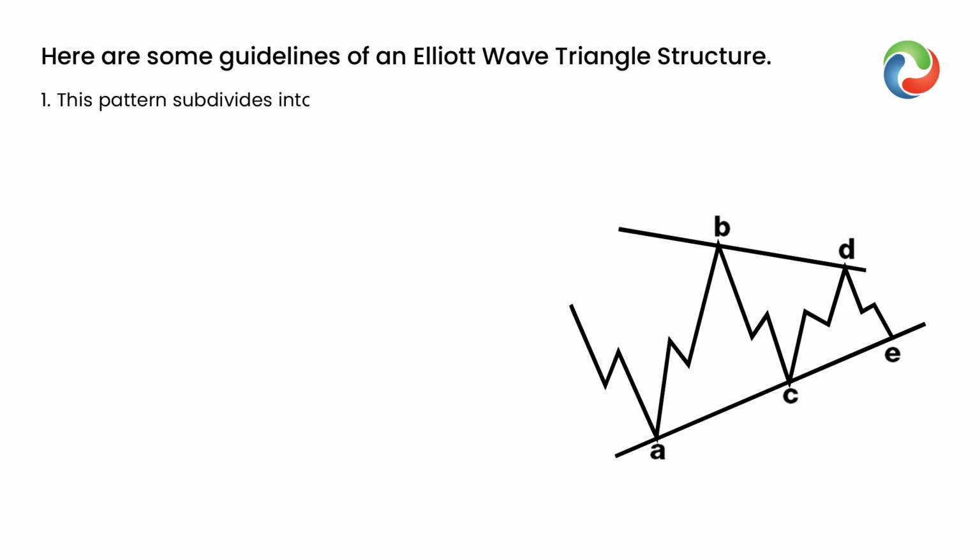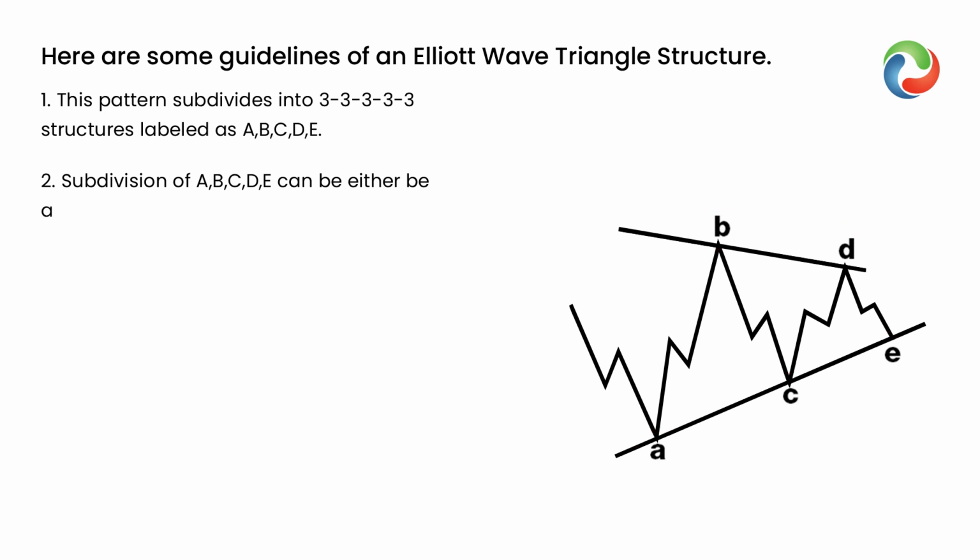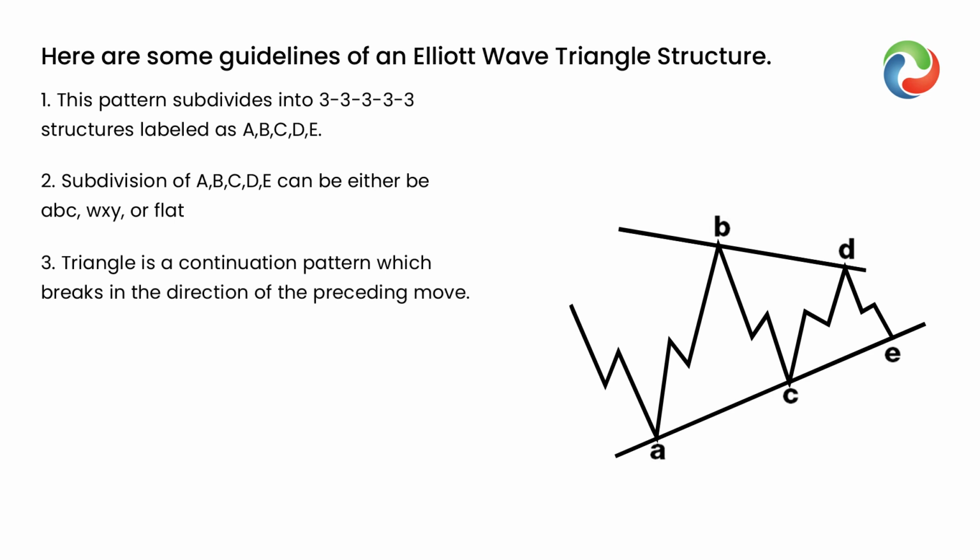1. This pattern subdivides into 3-3-3-3-3 structures, labeled as A, B, C, D, E. 2. Subdivision of A, B, C, D, E can be either A, B, C, W, X, Y, or flat. 3. Triangle is a continuation pattern which breaks in the direction of the preceding move.